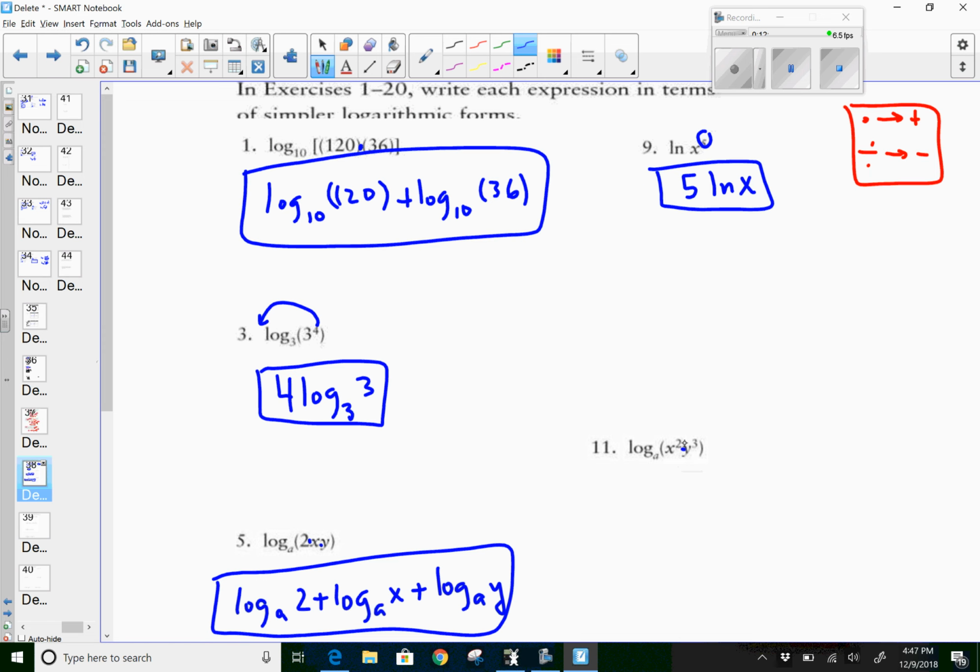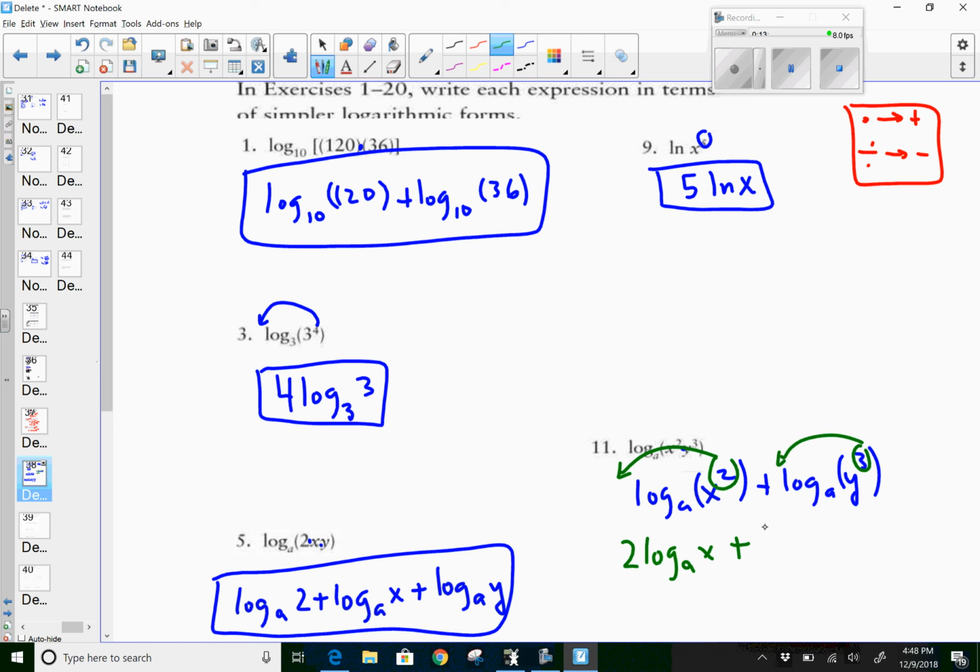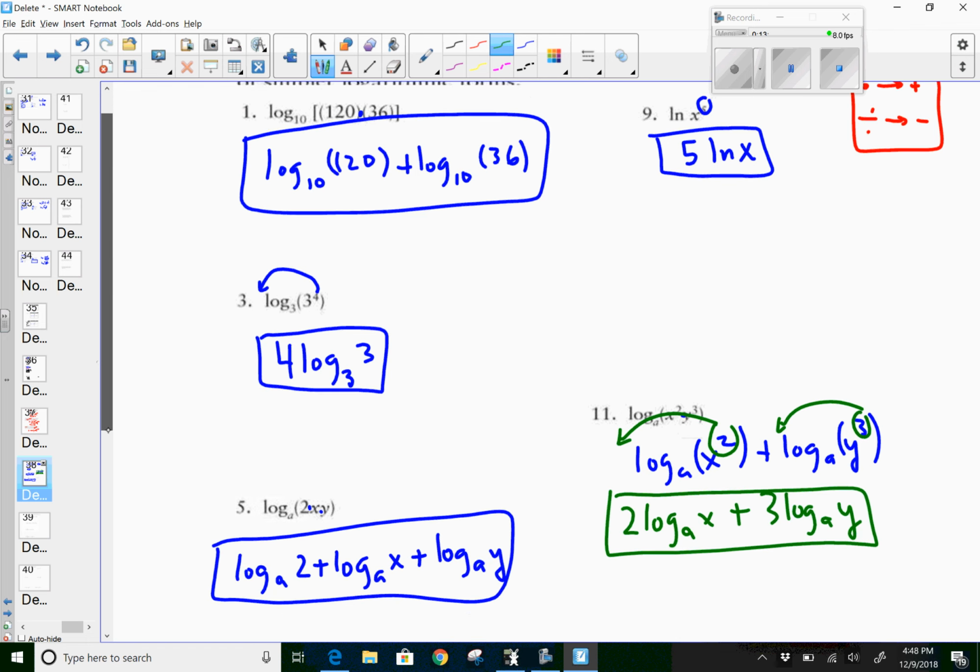This one right here, I have a times, so I'm going to deal with that splitting part first. So I'm going to have log base a of x squared plus log base a of y to the third, and then I'm going to do that power rule, and the power rule says that this exponent gets kicked to the front, so it's going to be 2 log a of x plus this exponent gets kicked to the front right here, so it's going to be 3 log a of y. This is our whole answer right there.